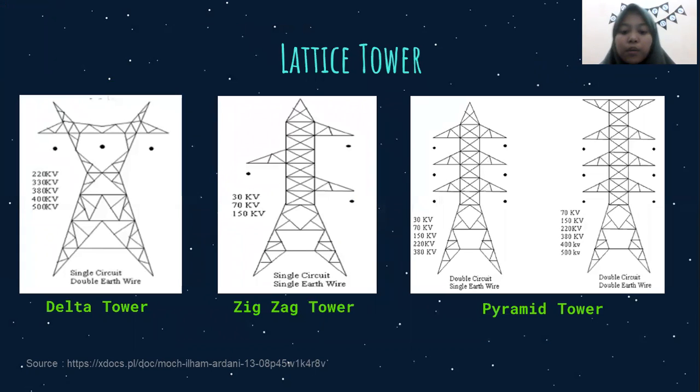And then lattice tower. Lattice tower is made of profile steel arranged so that it is a tower that has calculated its strength according to its needs. Based on the arrangement or configuration, the tower is divided into three large groups, namely Delta Tower, Zigzag Tower, and Pyramid Tower.